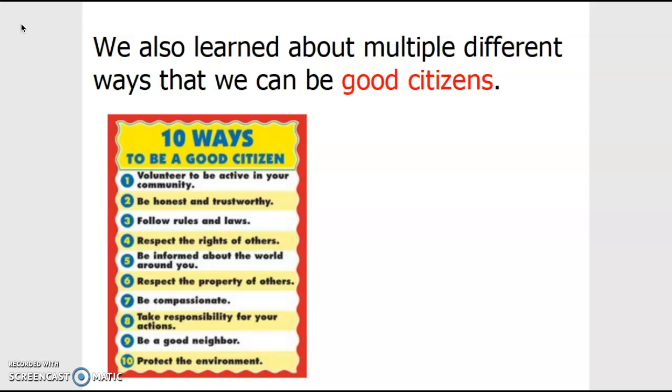To summarize these ways, this included volunteering, being honest and trustworthy, following rules, respecting others, learning about the world around you, respecting others' property, or respecting and treating their belongings with care, being compassionate, taking responsibility for your actions, being a good, social, and kind neighbor, and protecting the environment.